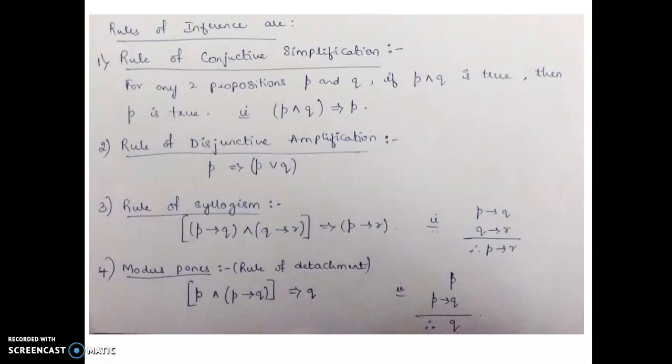The rule of syllogism. Here we have a conditional operation: P conditional Q and Q conditional R implies P conditional R. So it can be written in this form: P conditional Q, Q conditional R, and P conditional R. Modus ponens, which is also called detachment. P and P conditional Q implies Q. Whatever we write in this form is an AND operation itself. P and P conditional Q gives Q itself. It is called modus ponens.